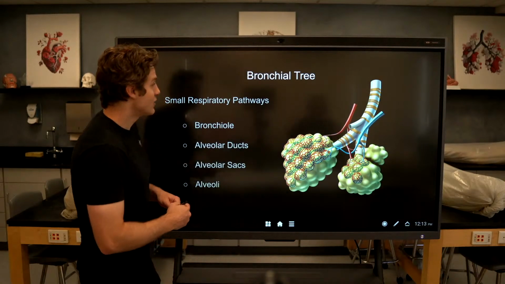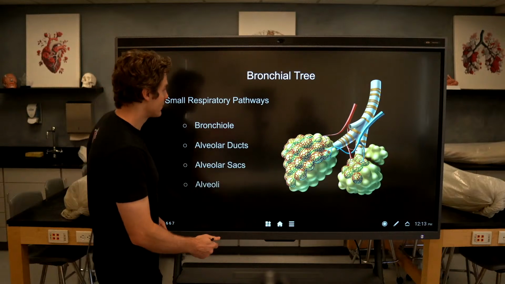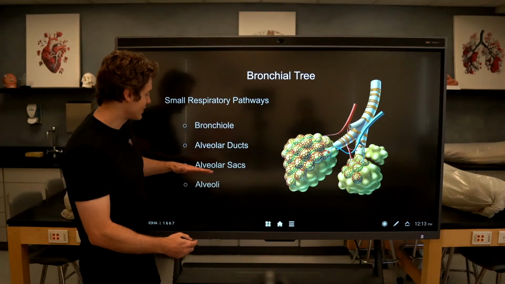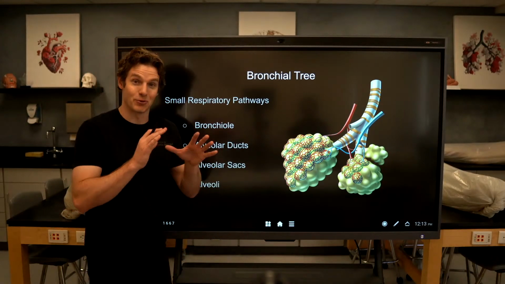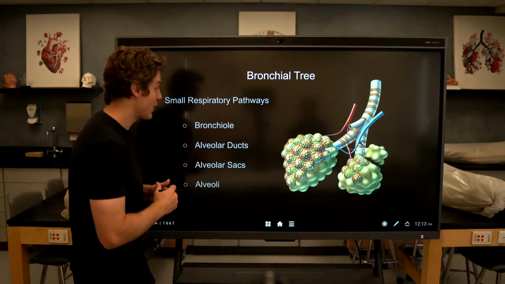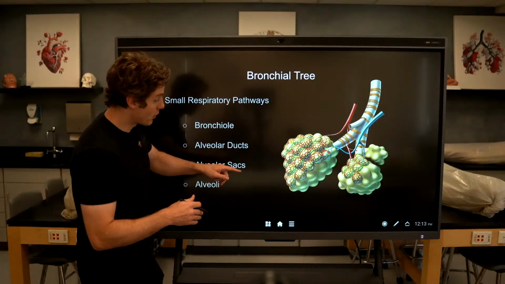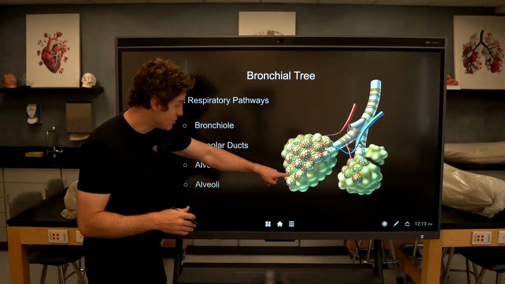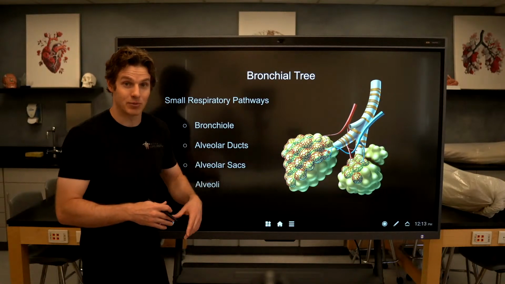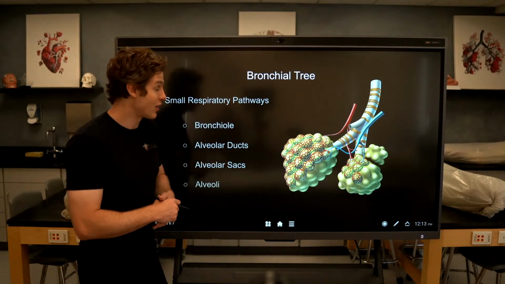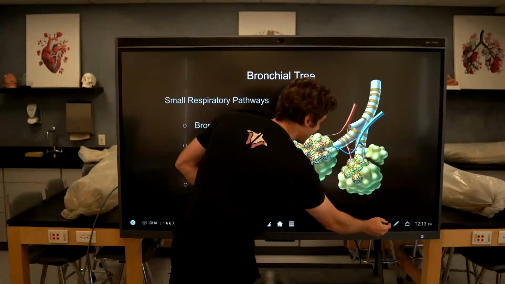Okay, so now we're going even deeper. We have bronchioles, alveolar ducts, alveolar sacs, and alveoli. This is where it gets really fascinating. I think this is an incredible thing that happens as far as how much surface area we create. Now, what we're going to find is that we're going to eventually get to millions of these alveoli in just a second, because we want to exchange as much oxygen and carbon dioxide as we possibly can here.